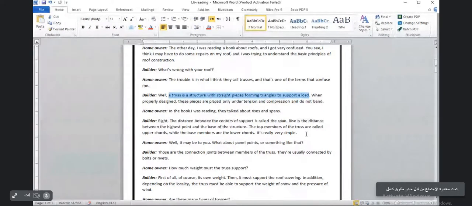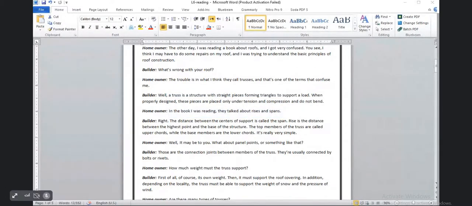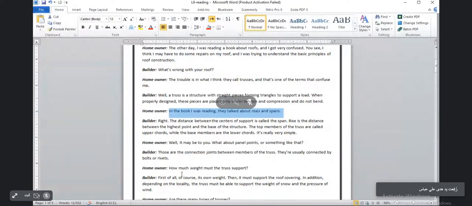So the builder is trying to explain what a truss is to the homeowner. Now the homeowner is saying something. So who would like to read this sentence? Huda Ali, would you like to read this, please? In the book I was reading, they talked about rises and spans. They talked. The L is silent and we say talked. Again, repeat. They talked about rises and spans.